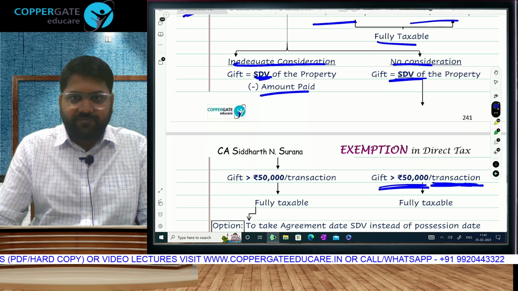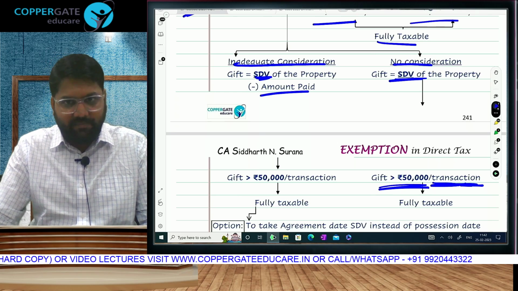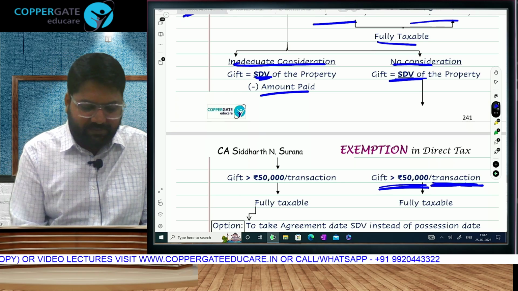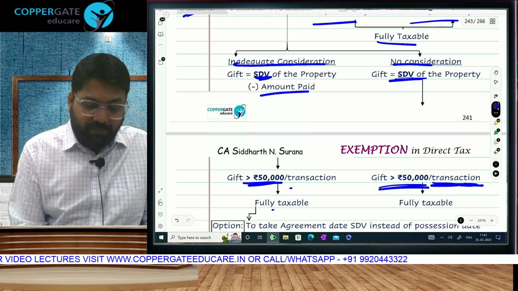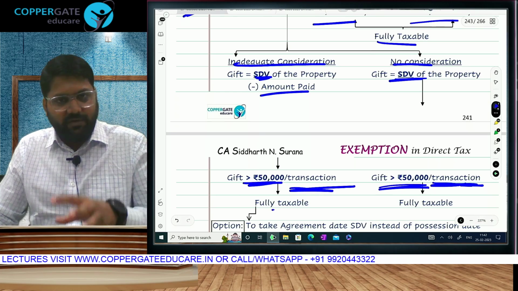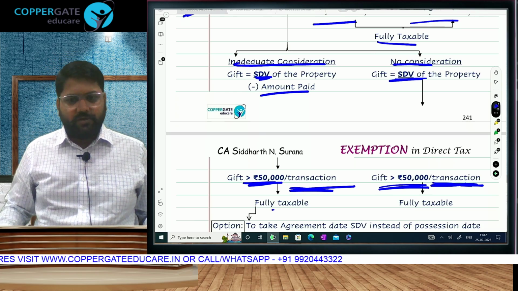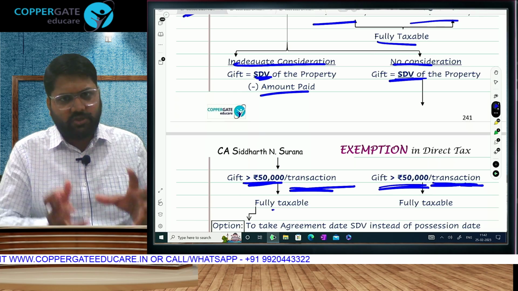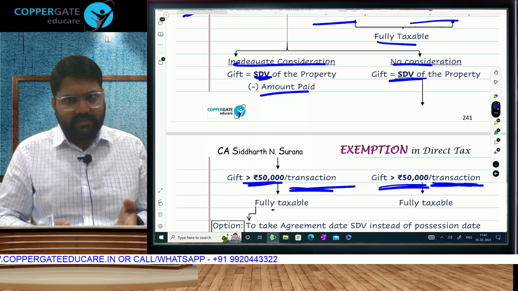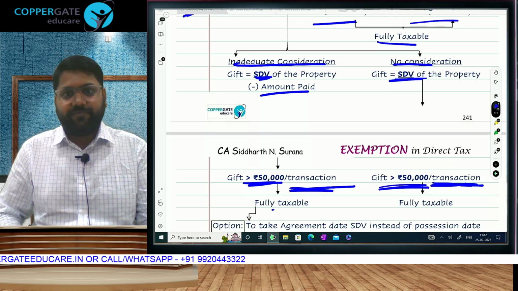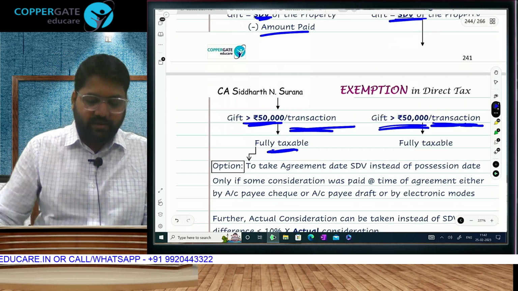That is going to be the gift component: stamp duty value minus the amount paid. Same limit of 50,000, but once again per transaction. So if I give you 1 crore gift free of cost, 1 crore is gift. And if I charge you 1 lakh rupees, 99 lakh is the gift. And every transaction you get a 50,000 limit. Here also it will be fully taxable.